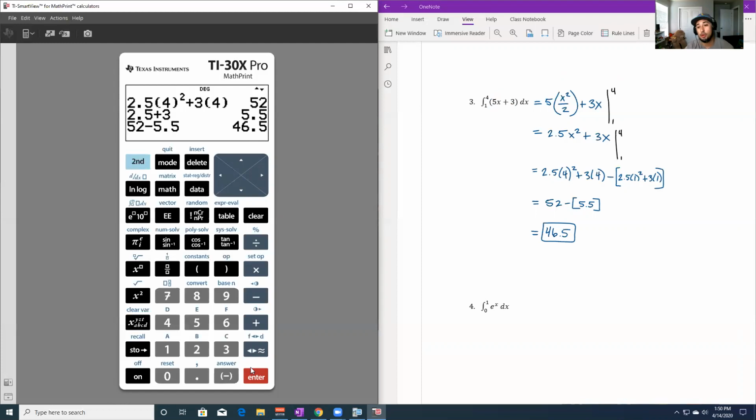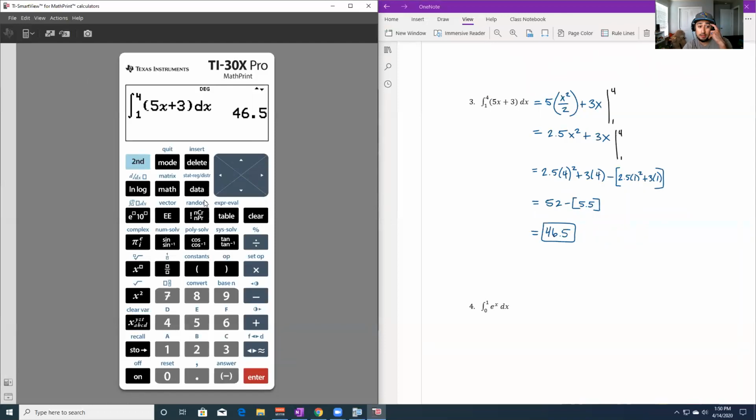Okay, now, of course, calculator work. Let's say you want to check your work. Second antiderivative, 1 to 4 of 5x plus 3. Enter. 46.5. My goodness, so much easier, right?